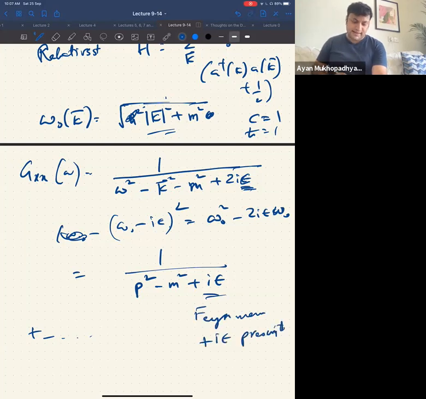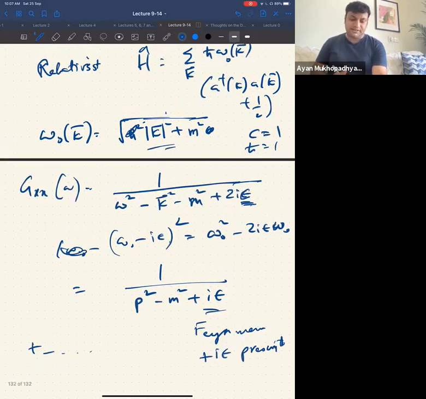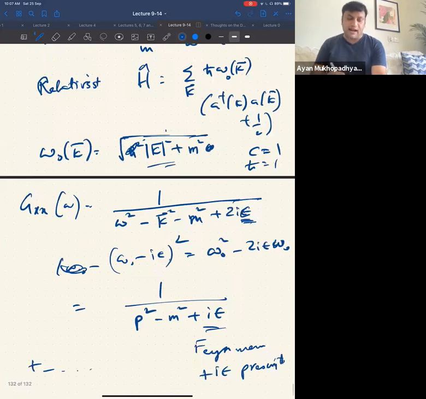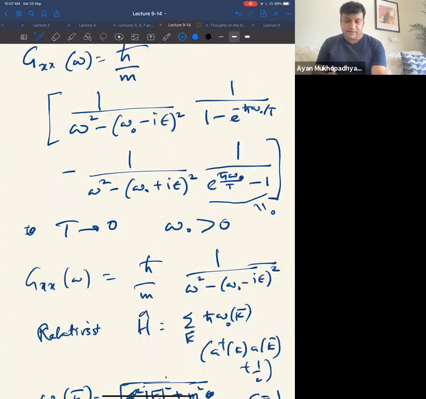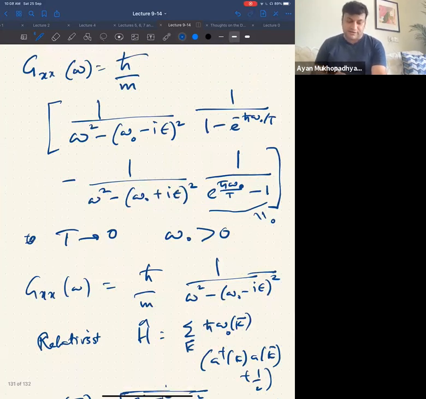But this is only true in the limit T goes to 0. Otherwise, you have other stuff. If you are at finite temperature, you actually find not only the iε, but also the opposite, minus iε, with different weights.